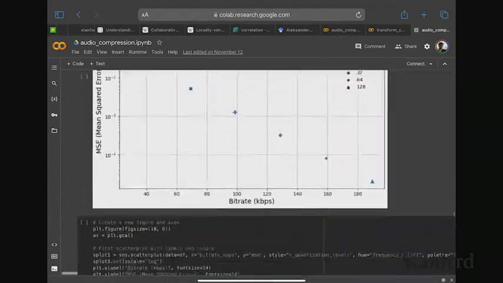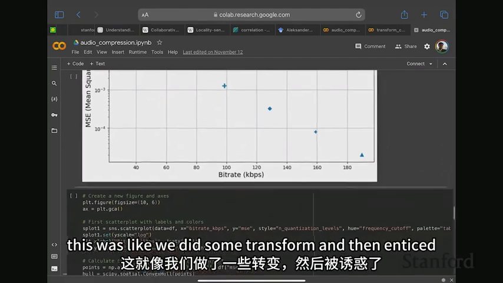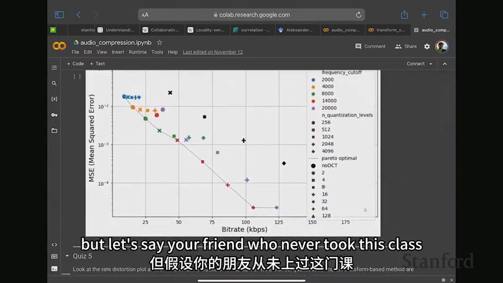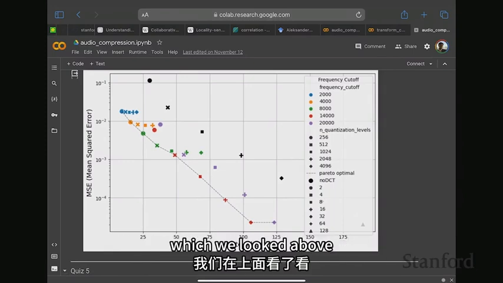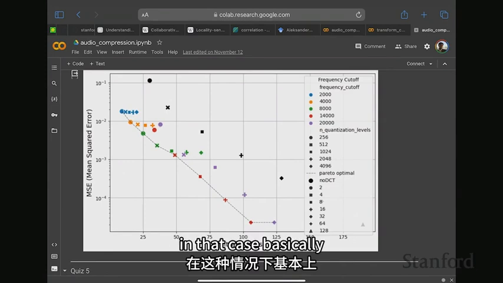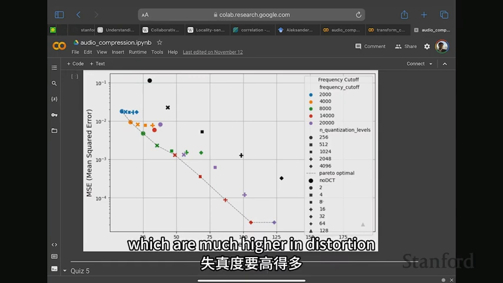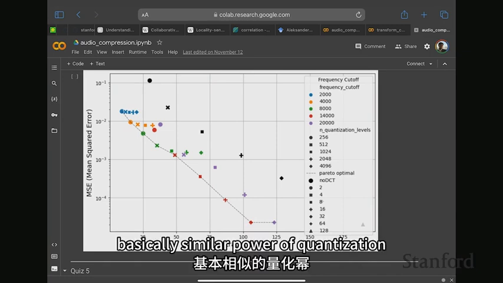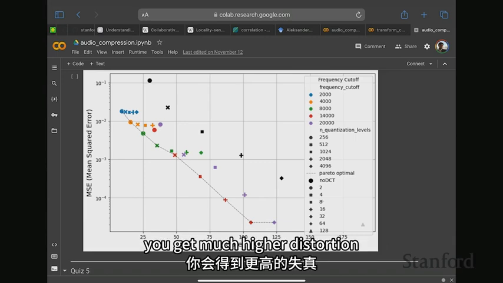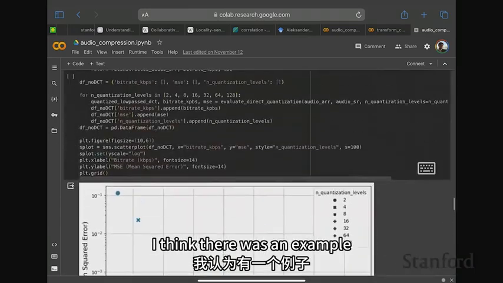Okay. And so we did some transform and then quantized. But let's say your friend who never took this class didn't transform. He directly quantized, right? So this is similar to the example which we looked at above. In that case, basically, you get these black dots, which are much higher in distortion. So now you can see for similar power of quantization, you get much higher distortion compared to if you were doing transform coding.